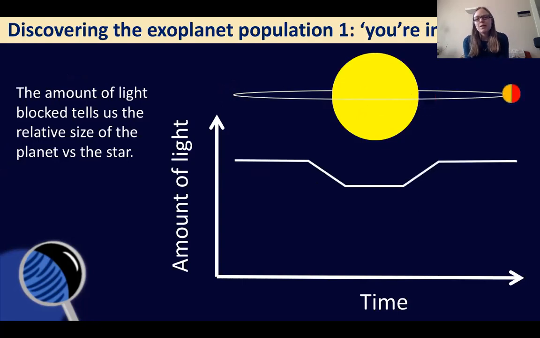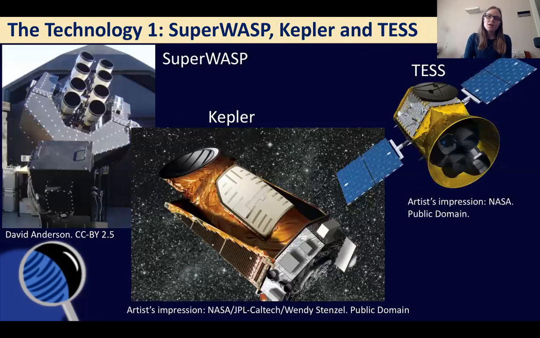So a smaller planet will block out less light from the star, and so we'll see a smaller dip. So from this method, we can obtain a measurement, not only of the fact that the planet is there, but also of its physical size relative to the size of the star. Fortunately, we're quite good at determining the size of a star, so that means we actually know what the size of the planet is.